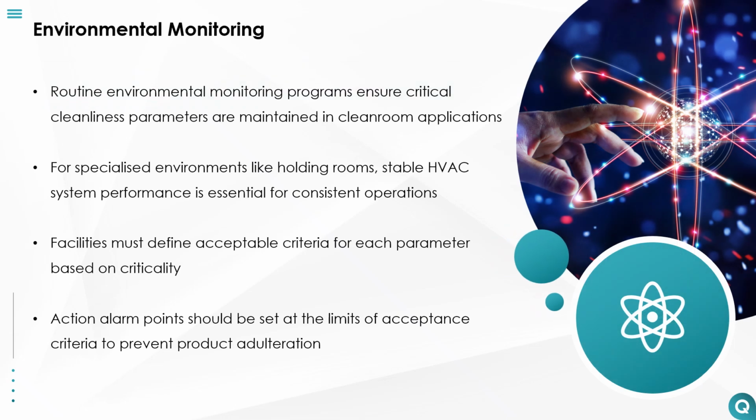Cleanroom facilities use routine environmental monitoring to ensure cleanliness, including regular air quality, surface cleanliness, and particle count testing. In cleanrooms, stable HVAC performance is crucial for regulating temperature, humidity, and airflows, which affect product stability and operational consistency. Facilities set criteria for parameters like particulates, microbial counts, temperature, humidity, and pressure based on room grade and criticality. Alarm points are established at the limits of these criteria to trigger immediate corrective actions, preventing product contamination and maintaining environmental integrity.